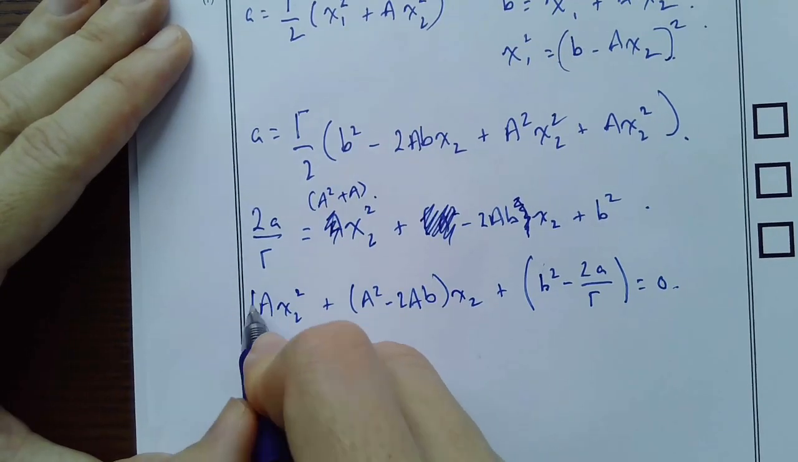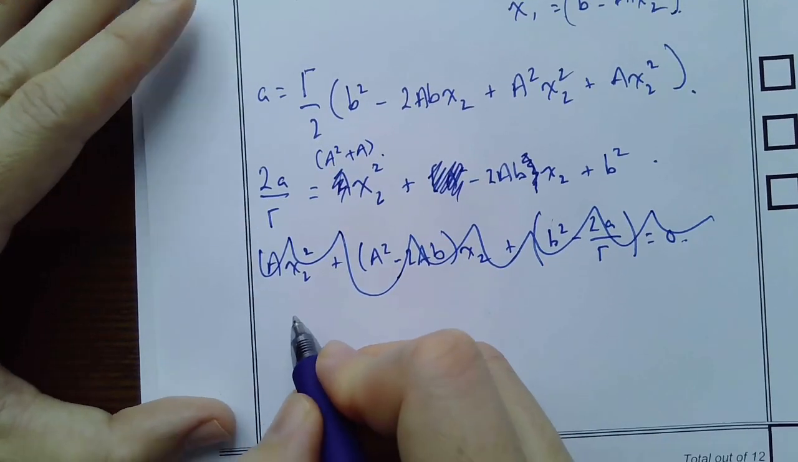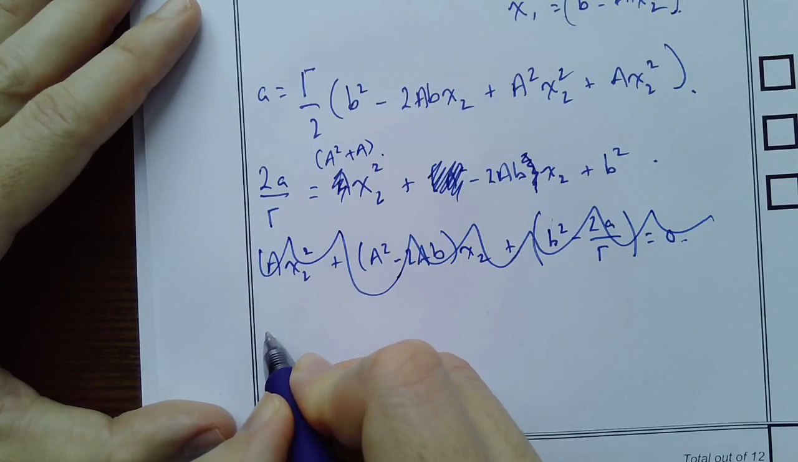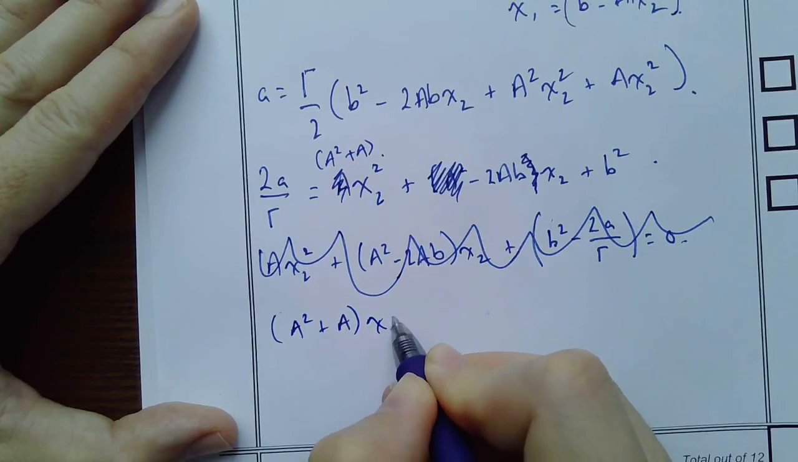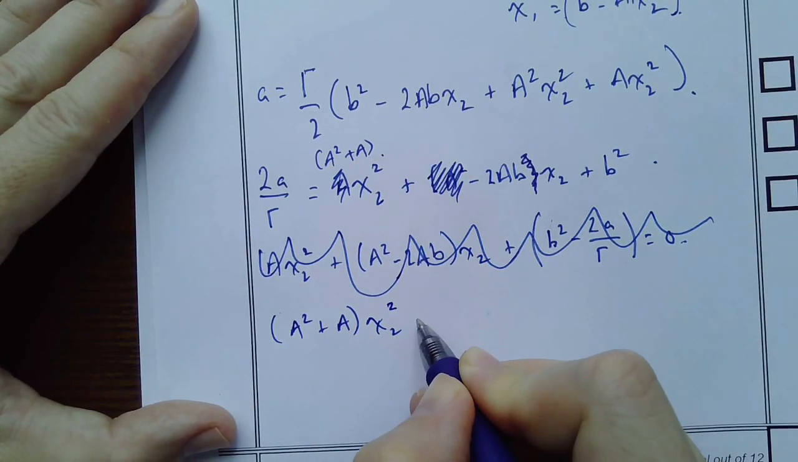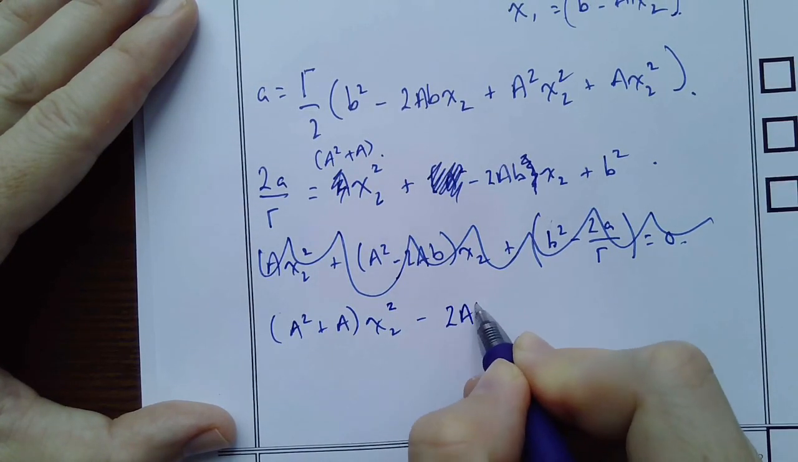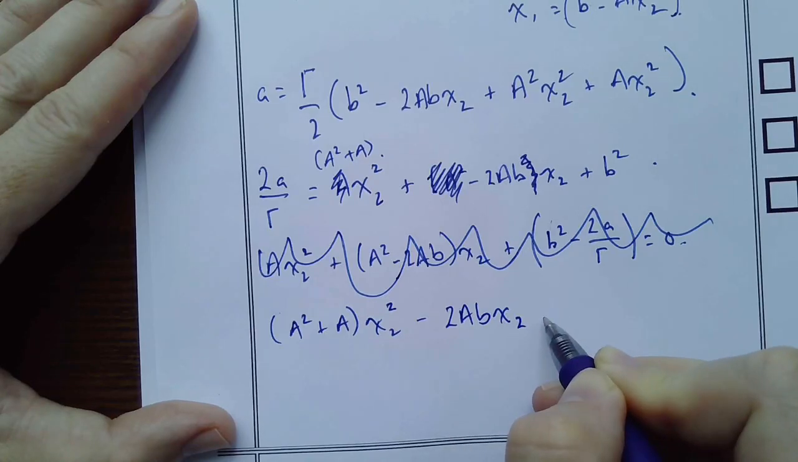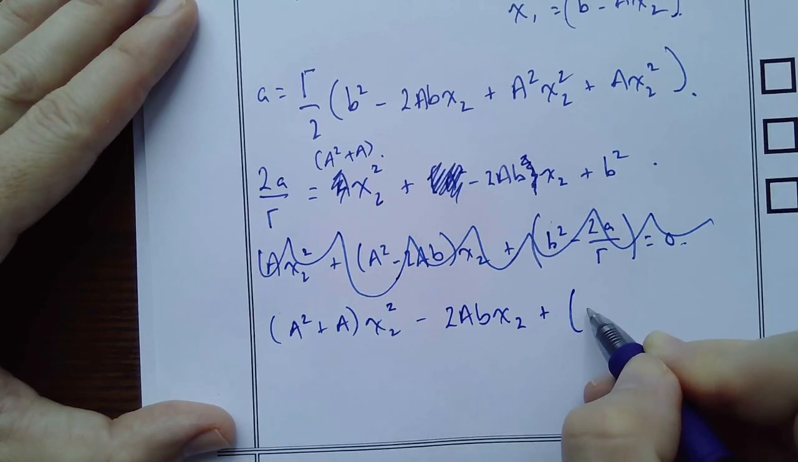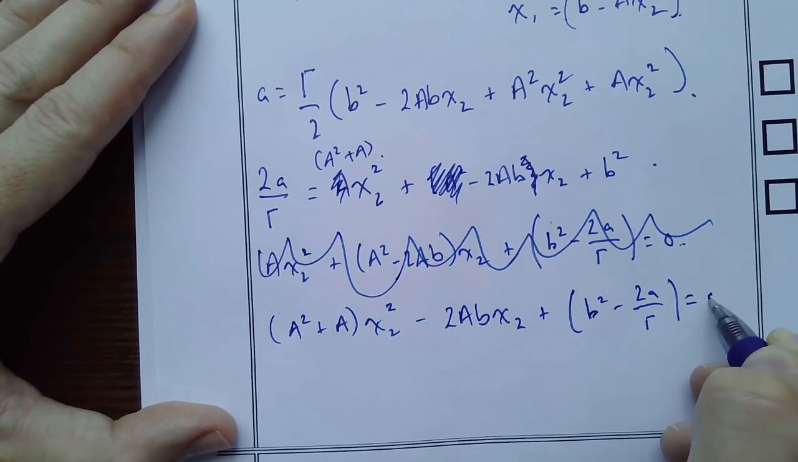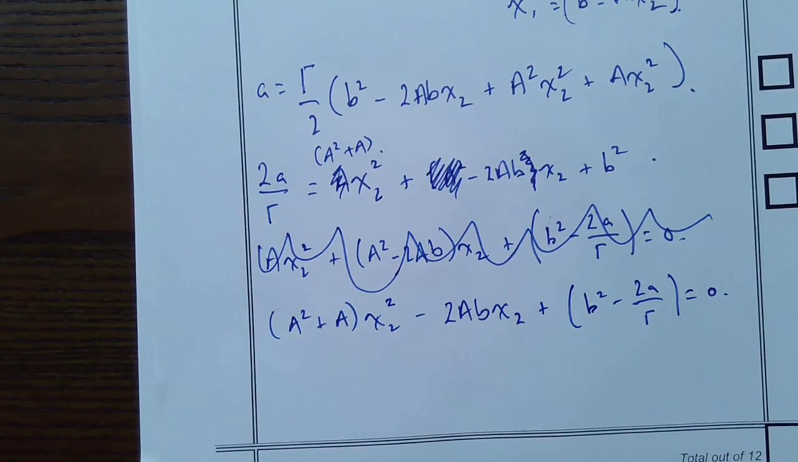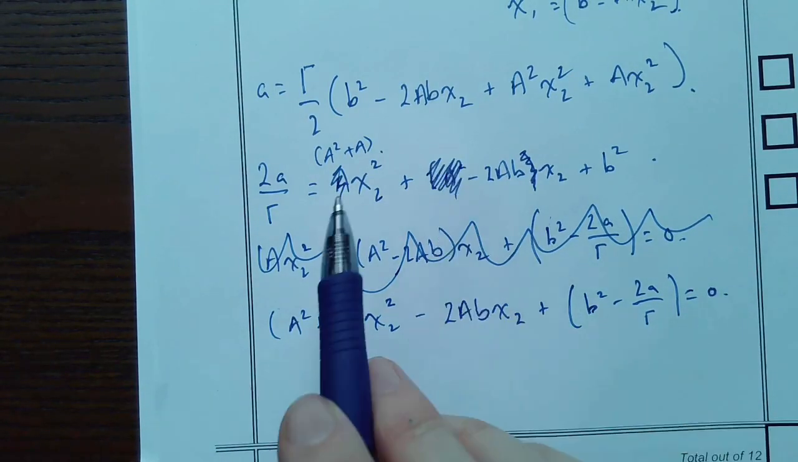Okay, I'll write it all out again. So it's going to be a squared plus a x2 squared minus 2ab x2 plus b squared minus 2a. To be honest, depending on how comfortable you are manipulating numbers and variables, it might have been worth it to start putting numbers in earlier on.